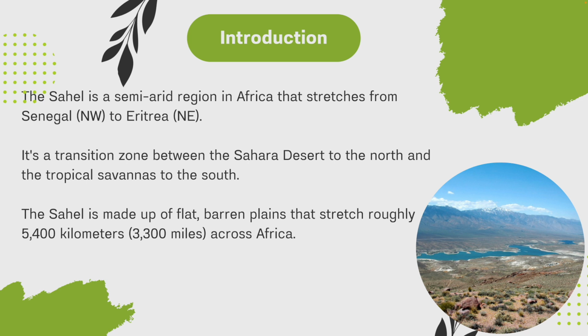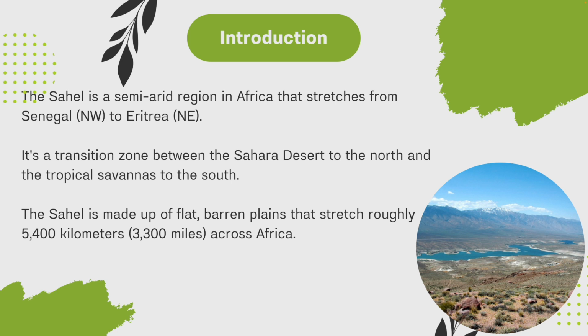So, introduction. The Sahel is a semi-arid region in Africa that stretches from Senegal, northwest of Africa, to Eritrea, northeastern Africa. It's a transition zone between the Sahara Desert to the north and the tropical savannas to the south. The Sahel is made up of flat, barren plains that stretch roughly 5,400 kilometers across Africa.